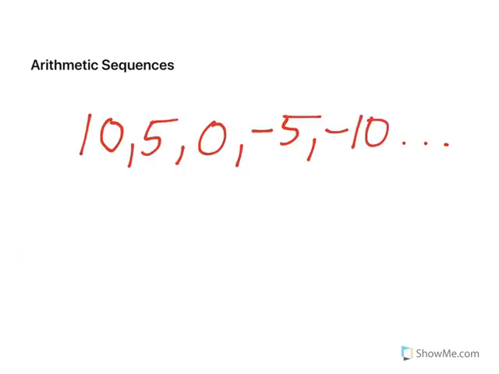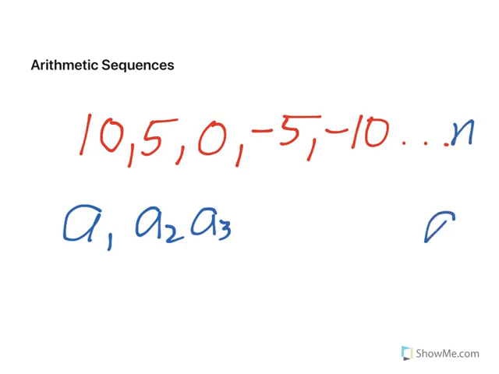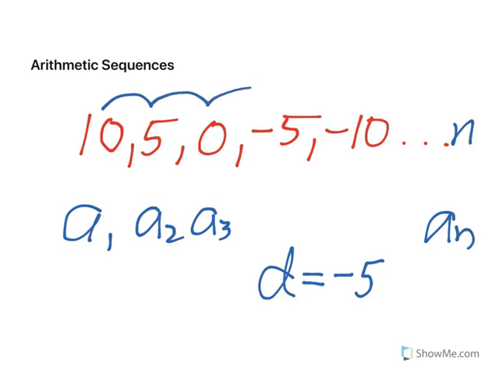Keep in mind, the common difference can be negative. And in this case, our A sub 1 is 10. Now you notice it's going down each time. The a sub 2 is 5, a sub 3 is 0, all the way out to a sub n. So what's the common difference in this case? Well, because we're subtracting 5 each time, the common difference is negative 5. So 10, subtract 5 is 5, subtract 5 is 0, subtract 5, negative 5, subtract 5 more, negative 10, and so forth.